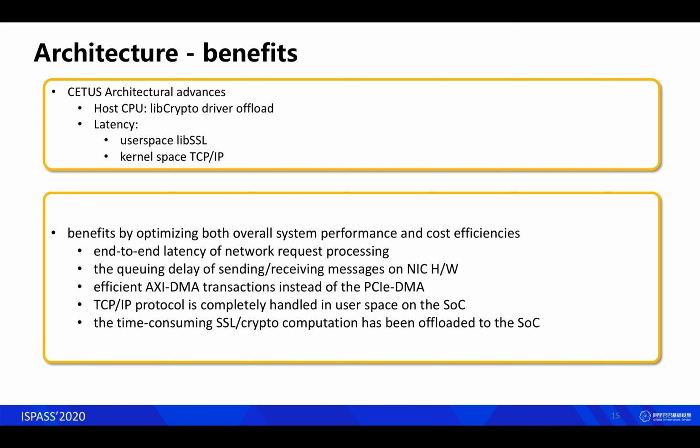The benefit of this architecture is that it can optimize both the system performance and the cost efficiencies. First, the end-to-end latency of a network request processing is considerably reduced, which consists of the long queuing delay in the NIC card and the TCP/IP SSL protocol stack handling. Specifically, DMA transactions between the NIC and the small CPUs are carried through the AXI interface instead of the PCIe, and this can save a significant amount of cycles in the data link layer and the physical layer.